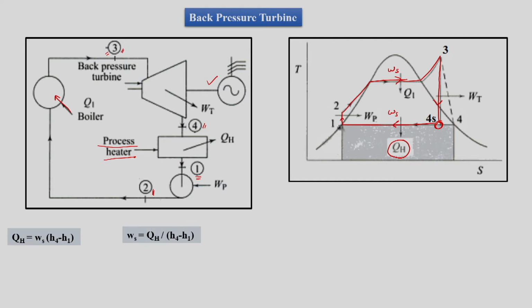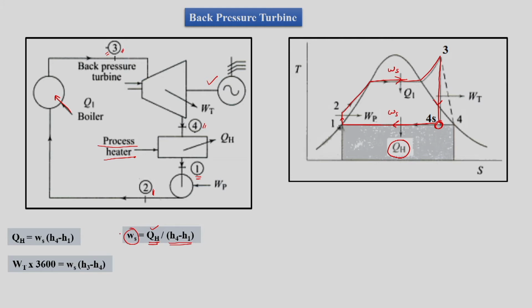Then we have Ws, the mass flow rate of steam, equal to QH upon H4 minus H1. This Ws is a calculation which is required for a thermal engineer to know, since this QH would be known in watt for us, which is the required wattage for the heating purpose, and this is the enthalpy drop by the steam in the heating process. So, this much mass flow rate is sufficient to supply this much wattage of thermal energy.